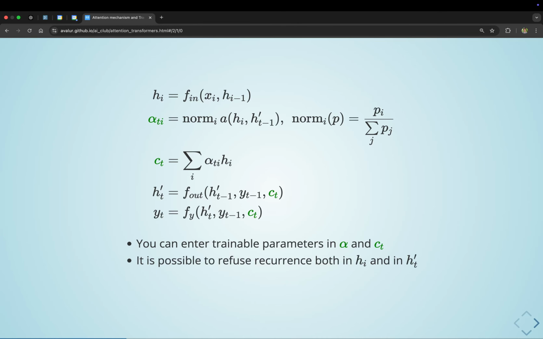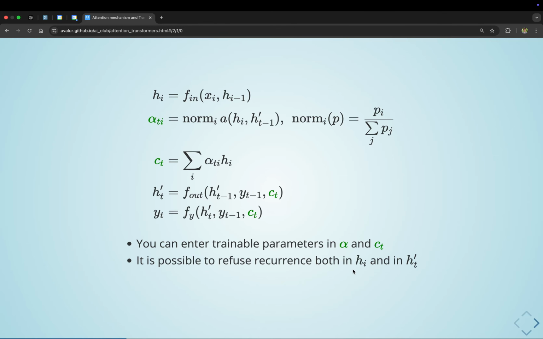Okay, and we will do it in two slides, you can of course introduce trainable parameters into your attention scores and into your context vector C t, and it is even possible to refuse recurrence both in the encoder and decoder.